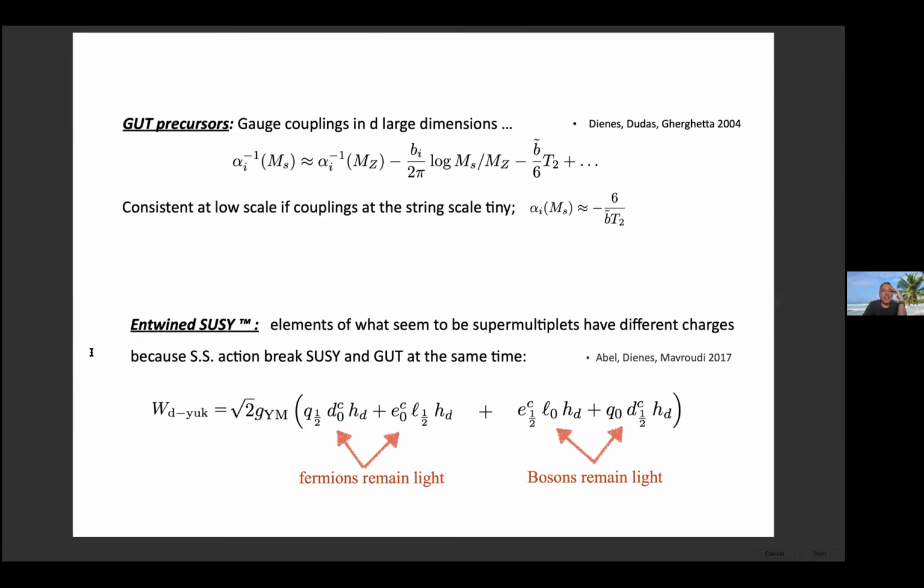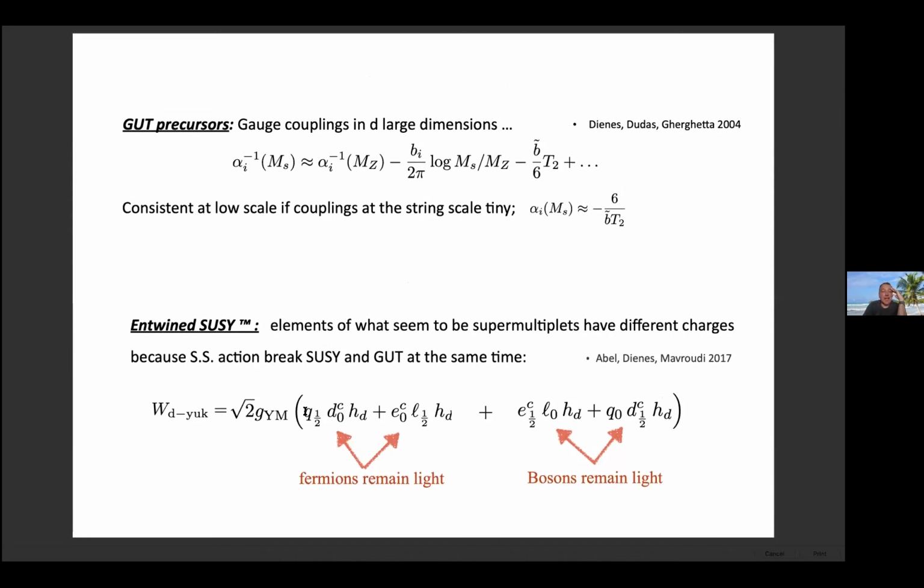And then the other interesting thing is what we called entwined SUSY. If you look at the low energy theory, so that's the theory today, and you look at how the couplings are, you'll find that it looks as if they're dropping out of a superpotential. So you can imagine that I have states in an MSSM assignment, so Q, D, and H, and E, L, and H, and so on.